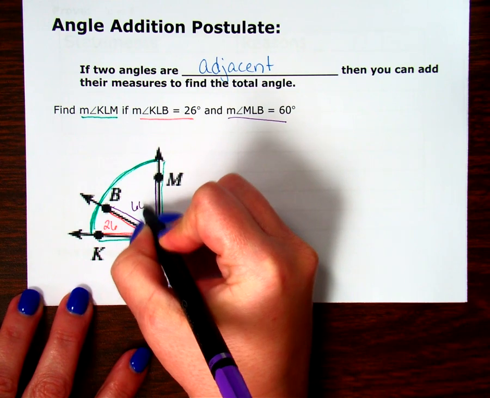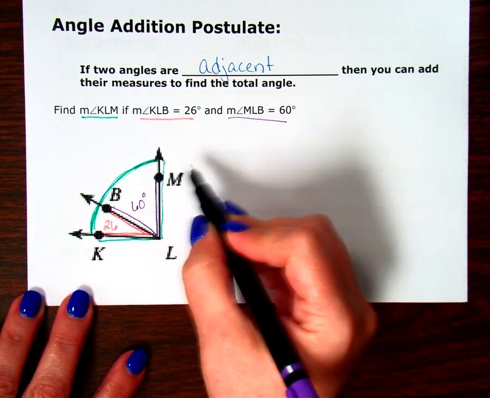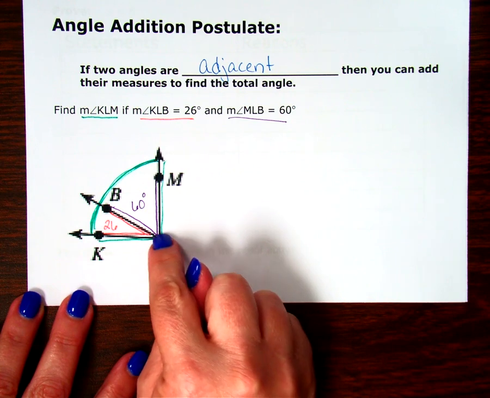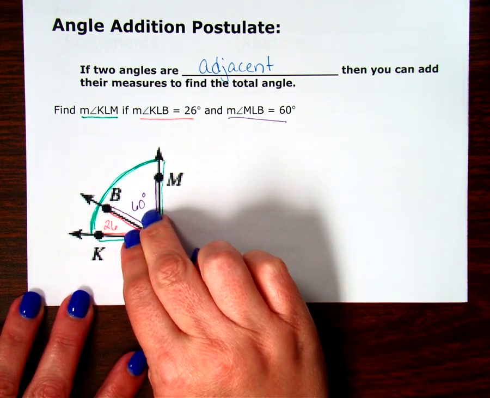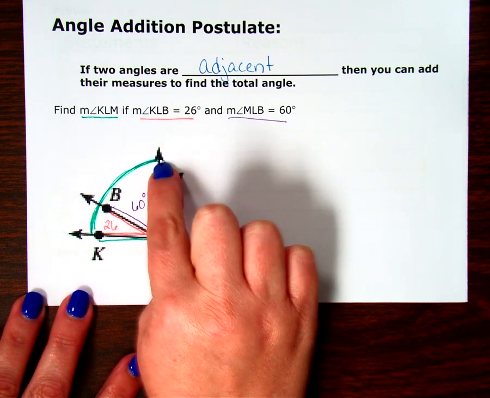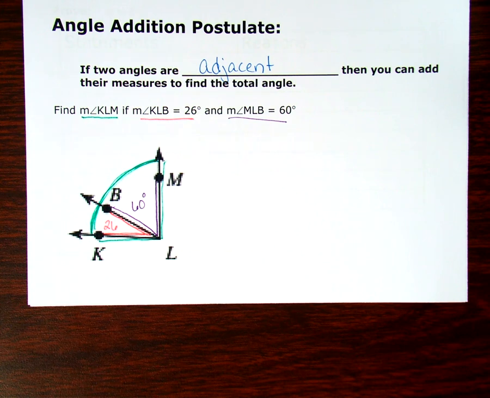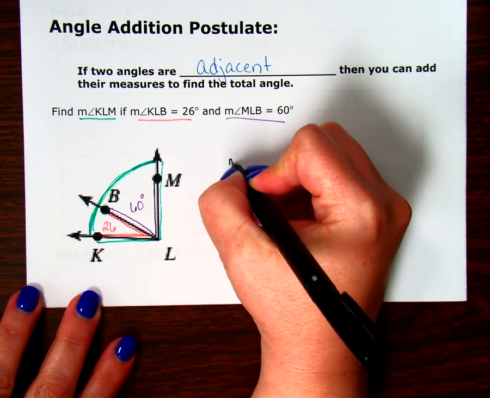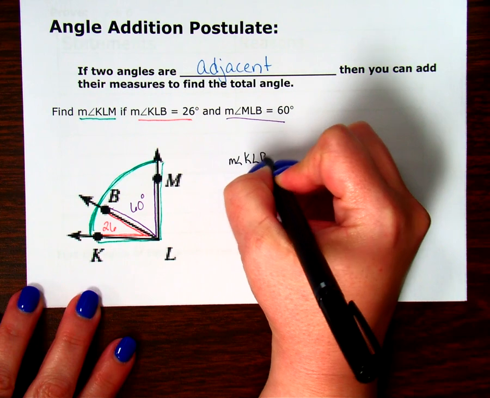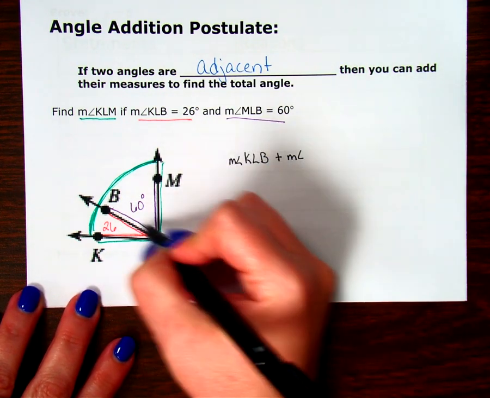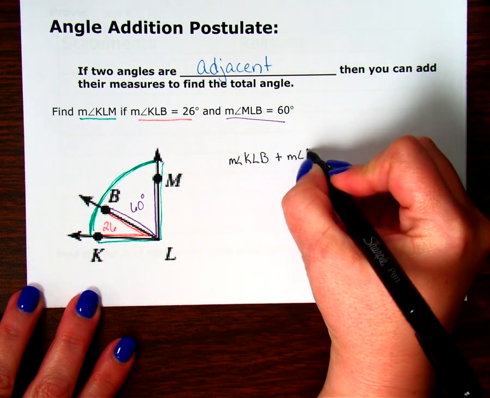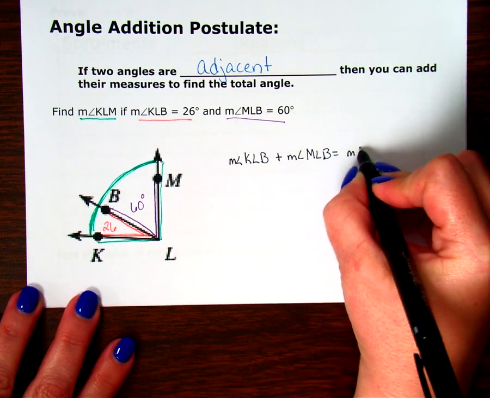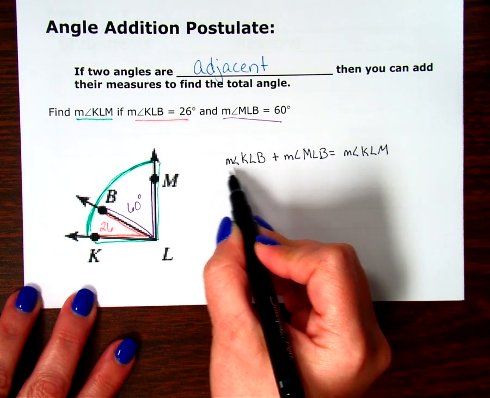Okay? So it wants to know what the whole thing is. My angle addition postulate says if two angles, the purple and the orange, share the vertex and they're sharing this ray, these two angles are right next to each other, then I can add them together to get the whole thing. So what that's saying is, this angle that's on the bottom, the measure of angle KLB, plus the measure of angle MLB, the one that's next to it, equals the whole angle, the measure of angle KLM. So that right there is the angle addition postulate.